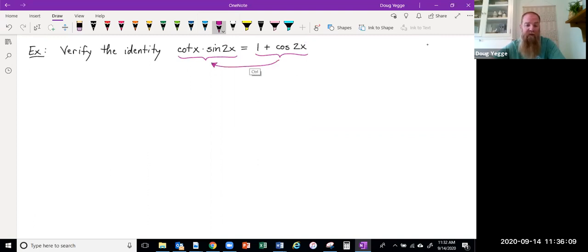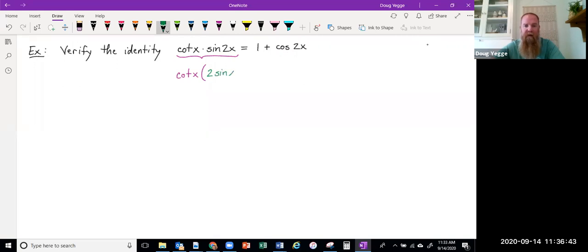Now you really could start with either one, remember, with identities. So I'm going to think that there's probably more to do when I have more functions, as opposed to trying to figure out how I could change 1 and cosine into cotangent and sine. So I'm going to start with the left side. And so let's start by recognizing that cotangent x can now be multiplied by the double angle formula for sine of 2x.